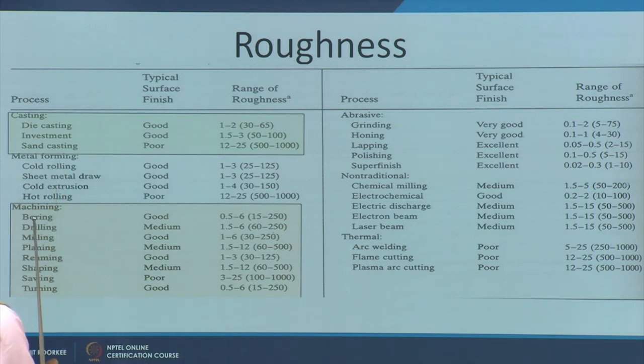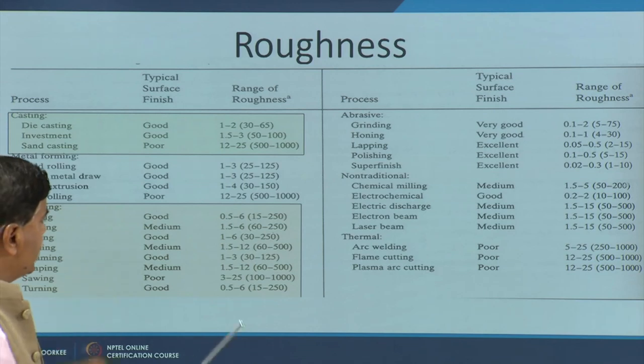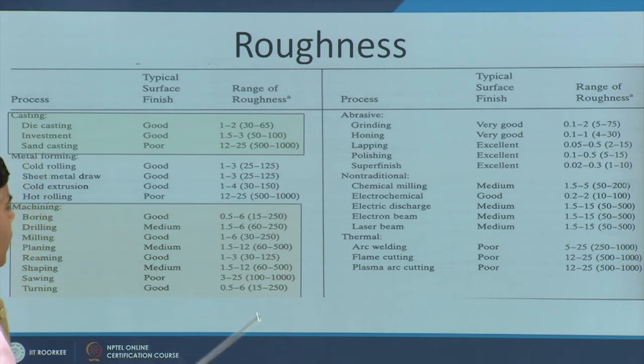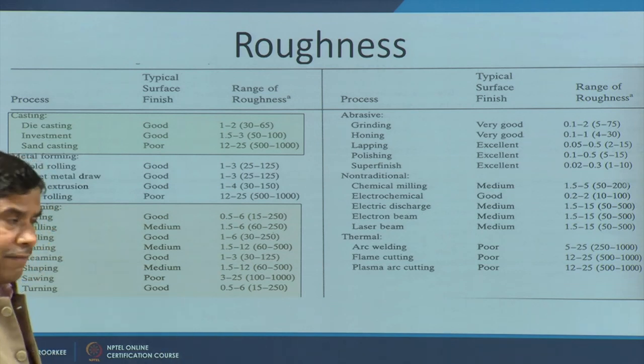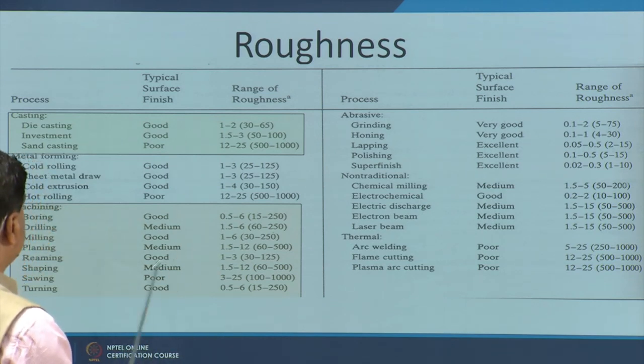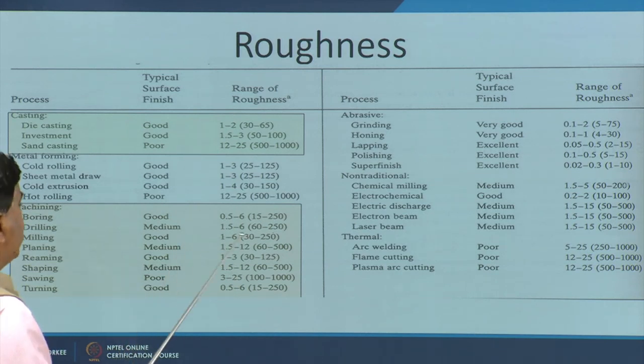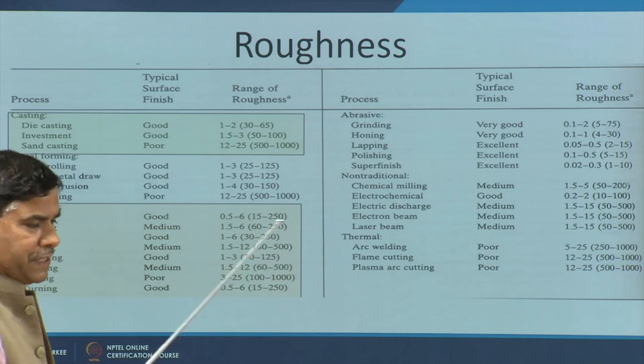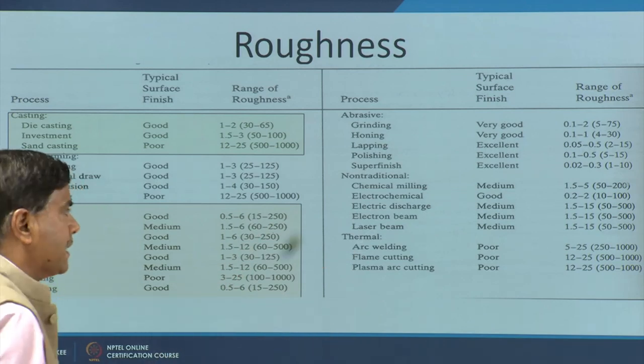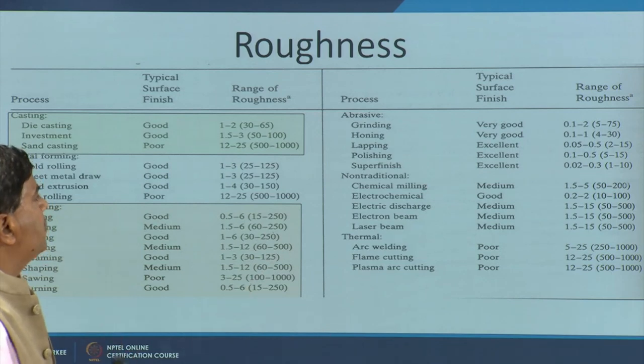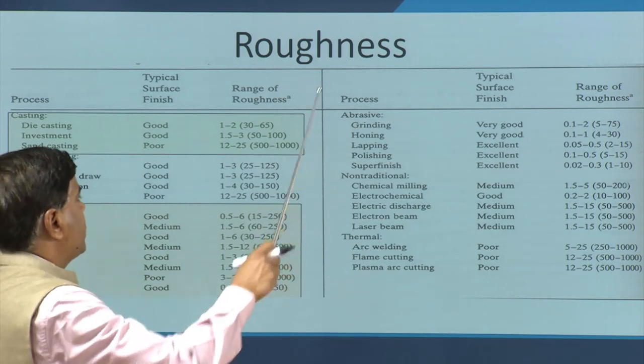If you see the machining processes, boring offers the good finish ranging from 0.5 to 6. Similarly, for turning, 0.5 to 6, and for shaping, 0.5 to 12. So, we can say here 0.5 to 25 micrometer roughness in Ra can be achieved by the different machining processes. This kind of machining process is mainly used for achieving the desired shape and size. For finishing purposes, we may use another category of processes like abrasive processes.